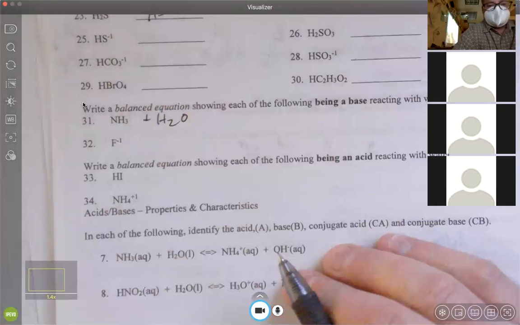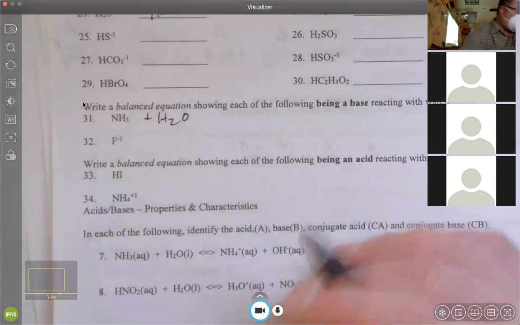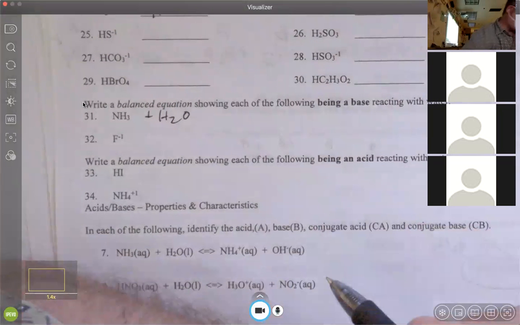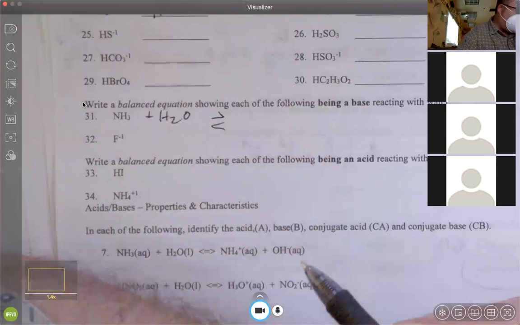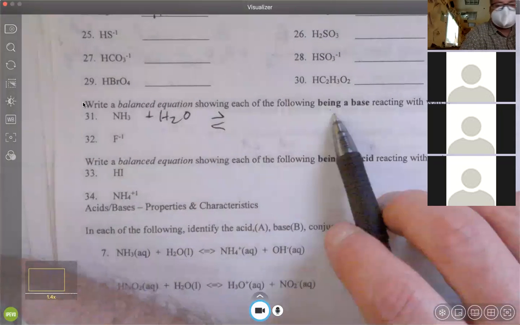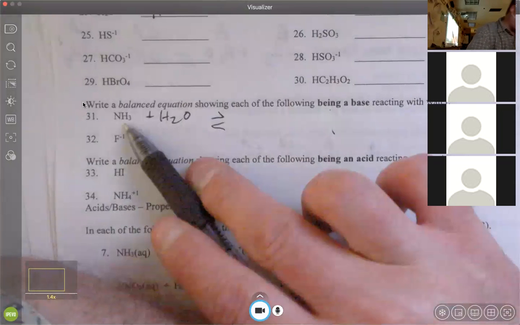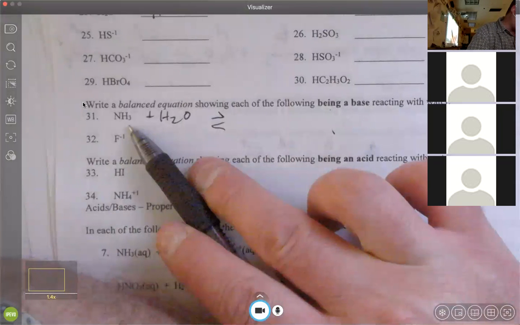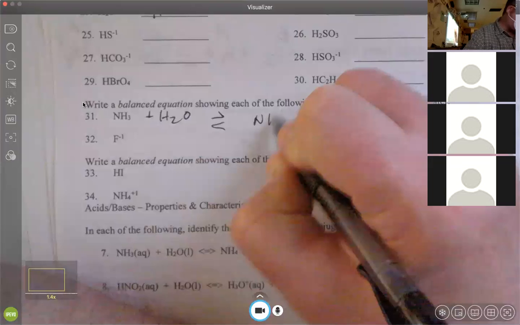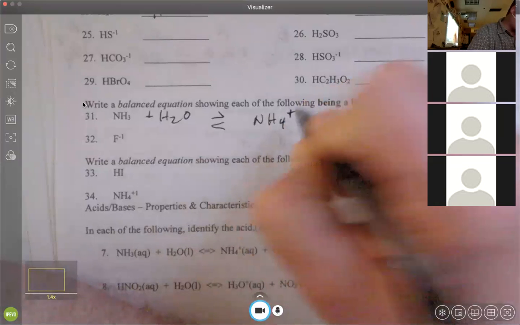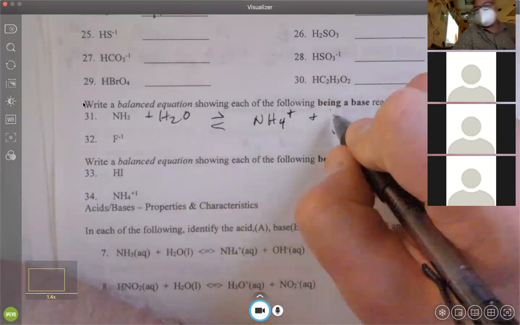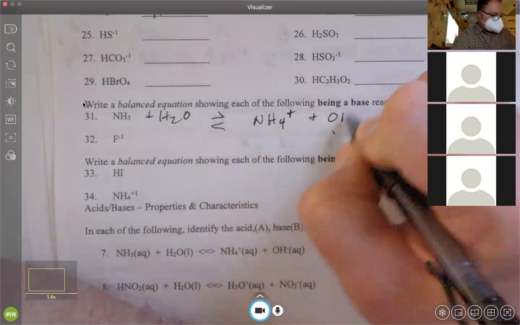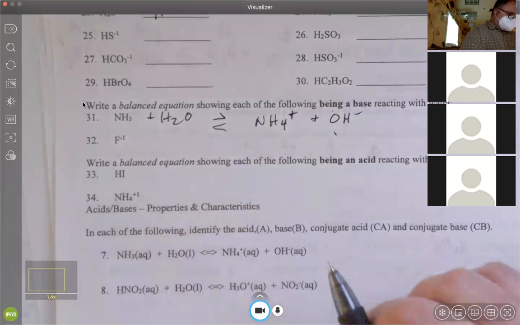What's NH3 going to do? What's it doing? It's acting as a base. So what's a base do? You got it. So that's going to leave us with NH4 with a plus. And what's left of the H2O? Yeah, but we actually write that as OH negative.